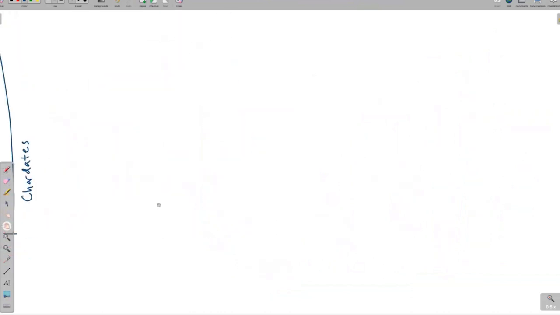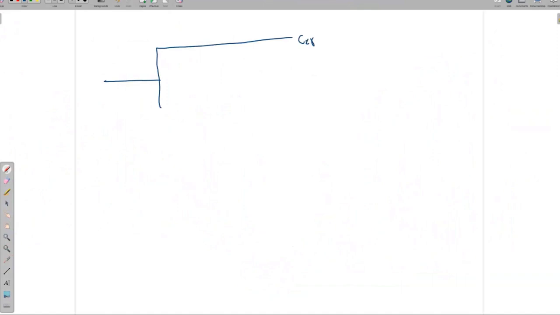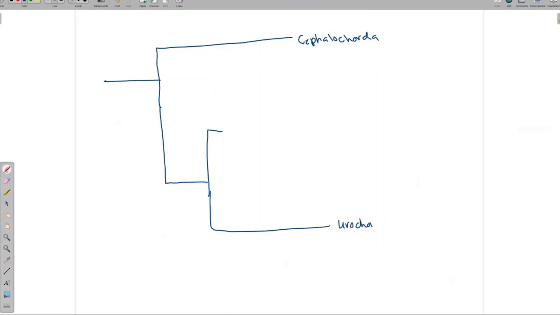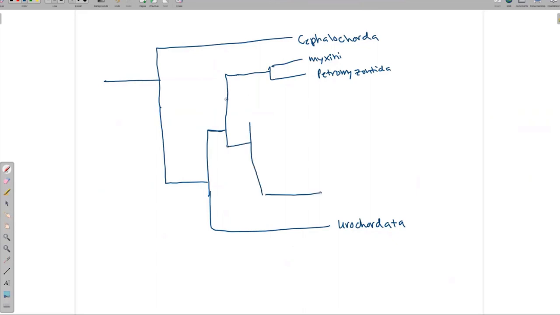Let me just draw this phylogeny so you can see that this is the exact same thing. I'm going to draw it without explaining anything, but it's the exact same thing we just drew. I'm just branching it differently. First branch, Cephalochordata. Second branch, Urochordata. Third branch here, and that has two on it: Myxini and Petromyzontida, so the cyclostomes. And then I'm going to branch one down here.